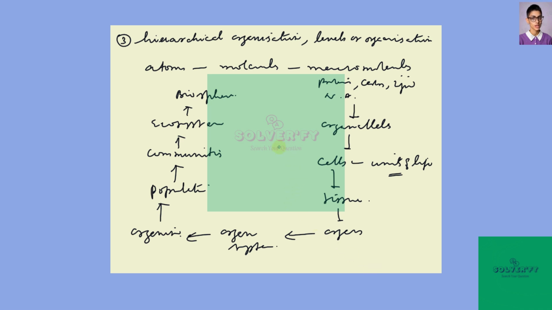And this organization leads to the emergence of new properties at different levels of biological organization, because the interactions between components at each level give rise to unique characteristics and functions that are not present in the individual components alone.